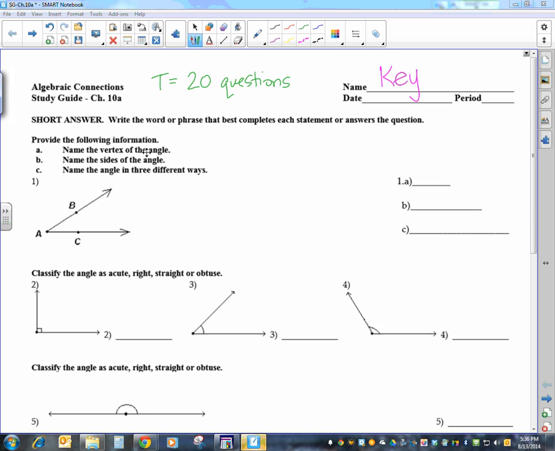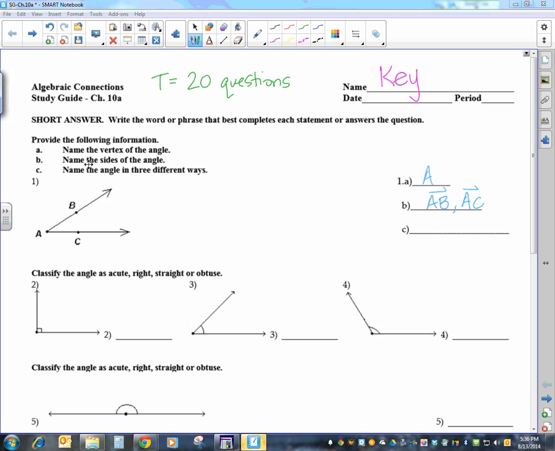So this first one, name the vertex of the angle. The vertex is the point they have in common. We name a point with a capital letter, so it's A. Name the sides of the angle. The sides are the two rays, and you name a ray beginning with the endpoint. So we will have ray AB. You got to put that symbol on top, and then ray AC.